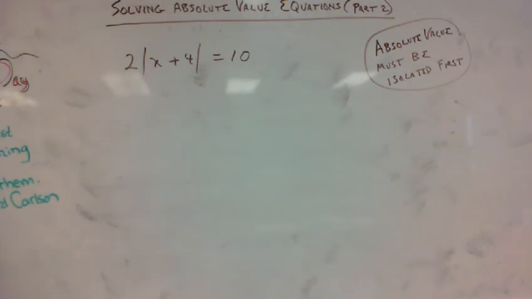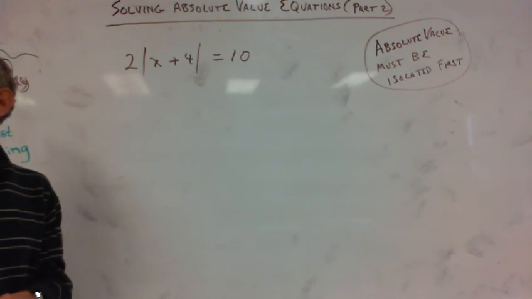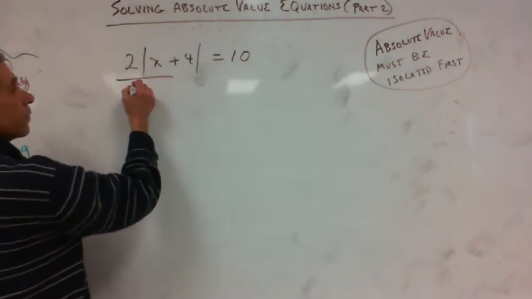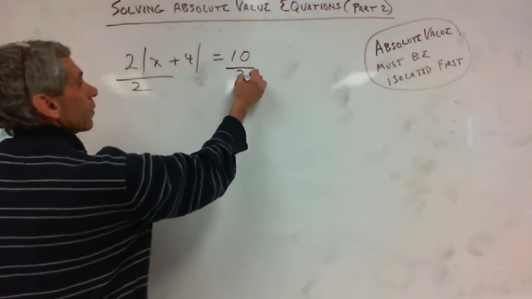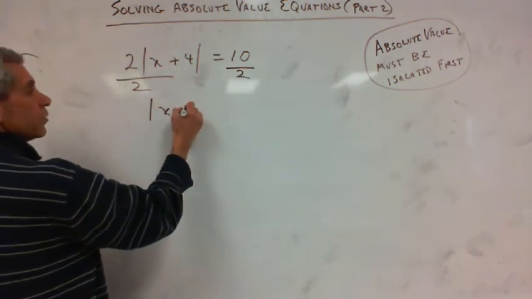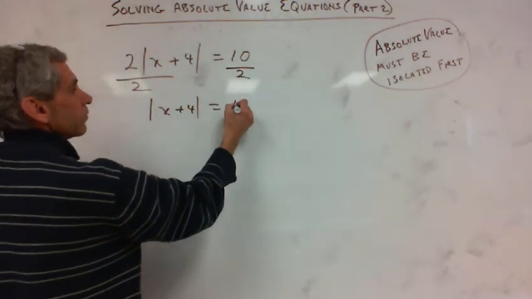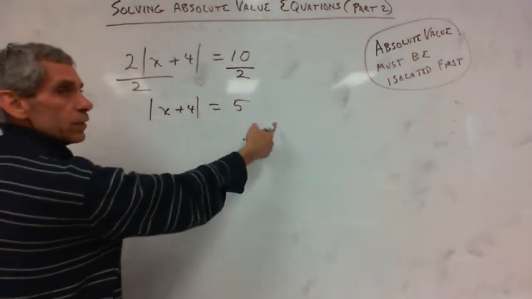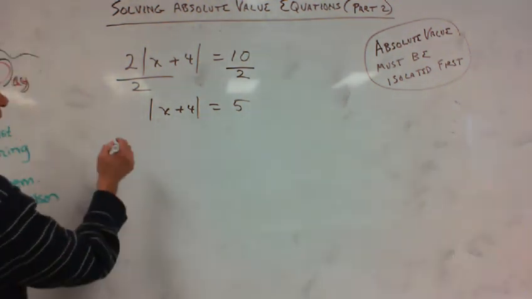All right, so Kayla, what would you do? You divide the 2 and then you divide 10 by 2. All right, so now we have the absolute value of x plus 4 is equal to 5. Now it's easy. It's either x plus 4 is equal to 5 or x plus 4 is equal to negative 5. Right? So that's 1.